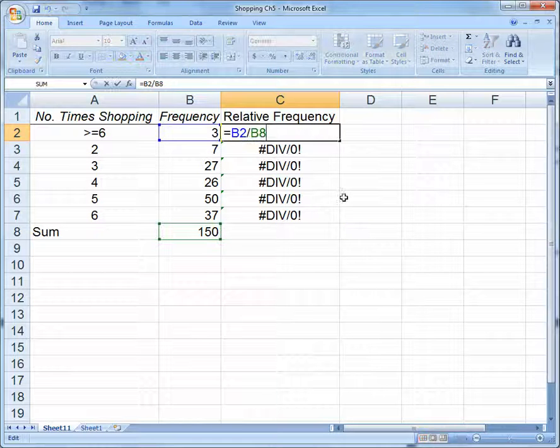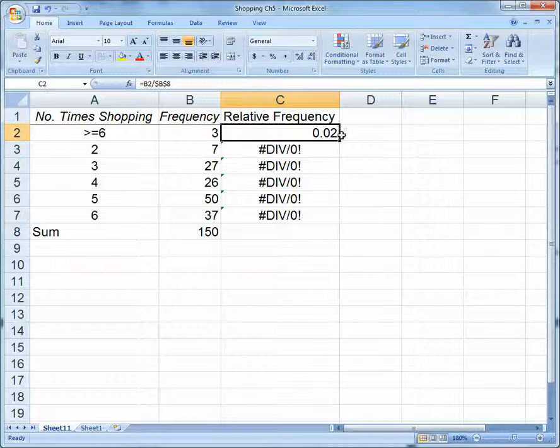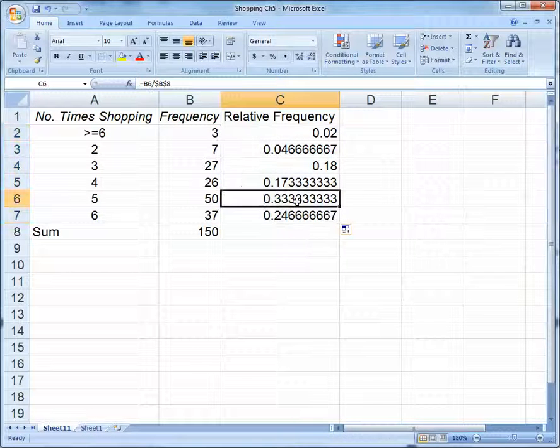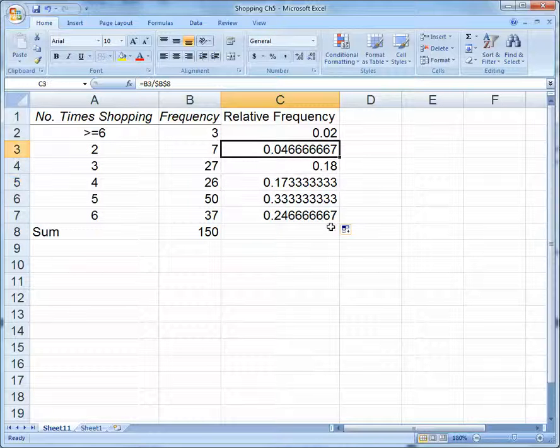But anyway, what I need to do is make that B8 an absolute cell reference. So I will simply hit F4 and put dollar signs around that B8 address. And now, when I copy that, each cell you can see says $B$8, and I've got my values.